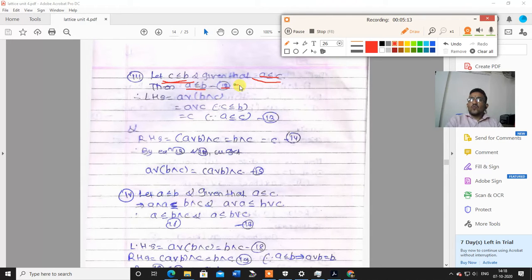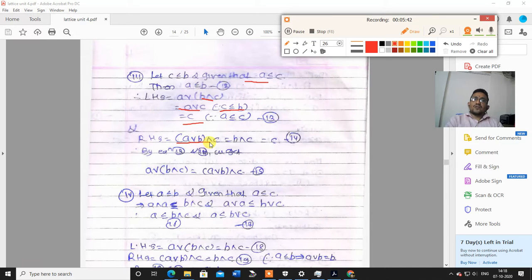Say the equation will. Okay, so again LHS here, A join B meet C. As C is related to B, okay, what is here? As C is related to B, so A meet B is equal to C. Therefore we get A join C, and what is A? And A is related to C. Therefore A join C is equal to C. Therefore we get the LHS is equal to C. Say the equation 13.